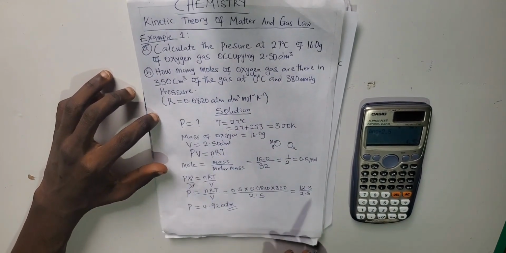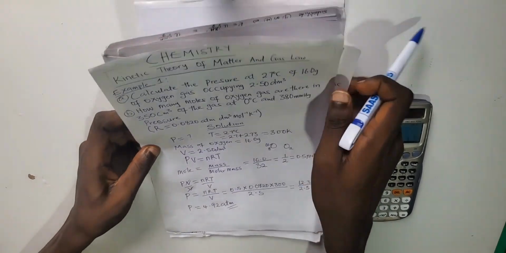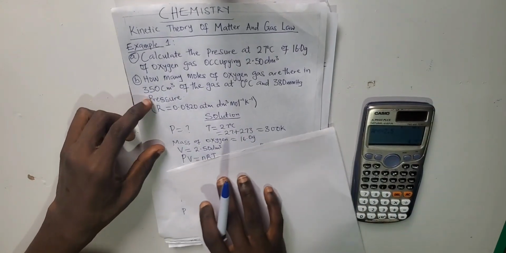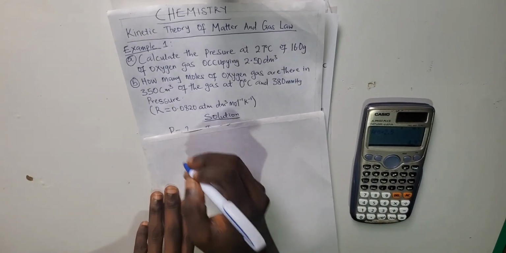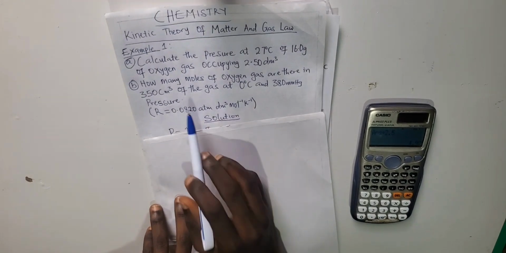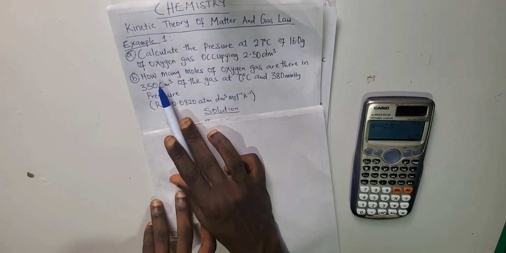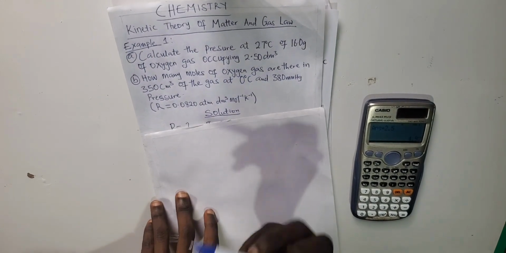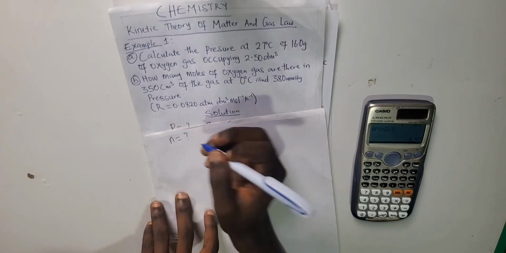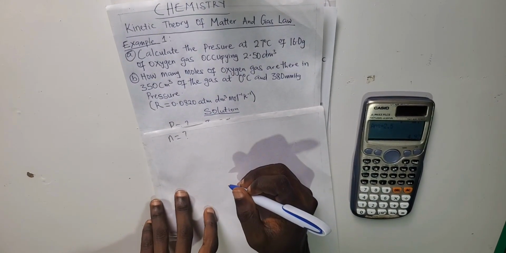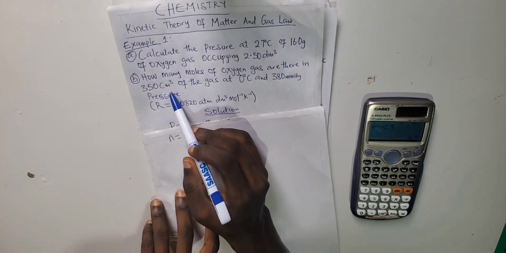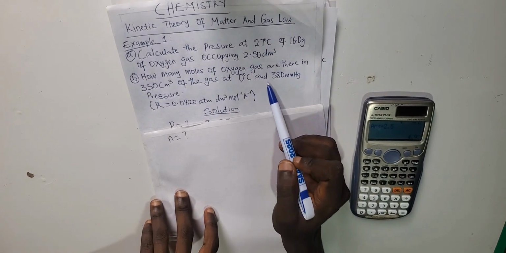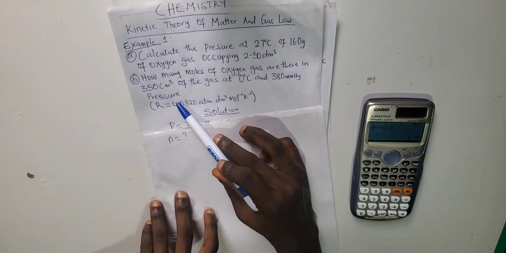So let's calculate the second question here. That is the B part. To calculate the B part, let's write out the parameters given. What are we actually asked to calculate? How many moles of oxygen? Moles. So let's take the moles to be unknown. Moles of oxygen gas are there in 350 cm cube of the gas at 0 degrees Celsius and 380 mmHg pressure.